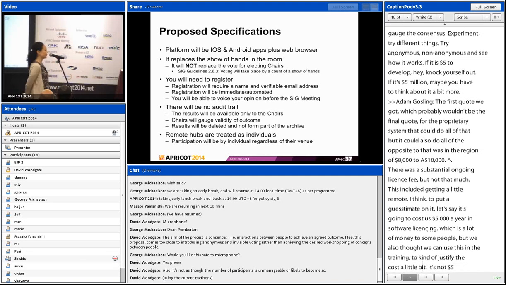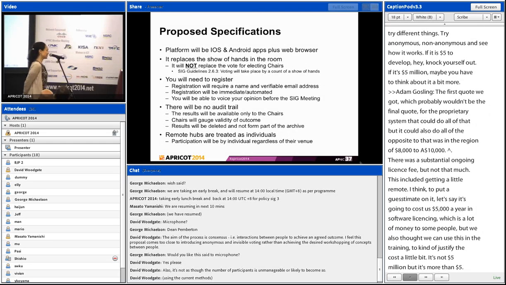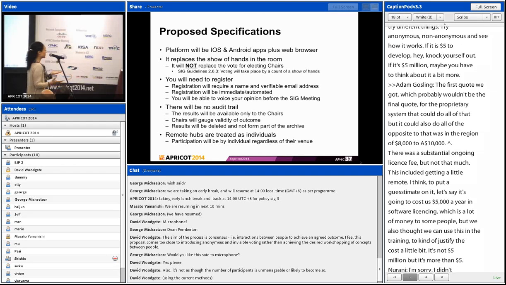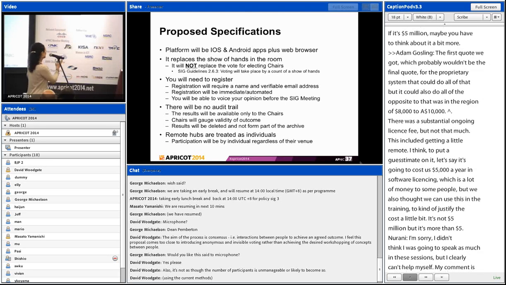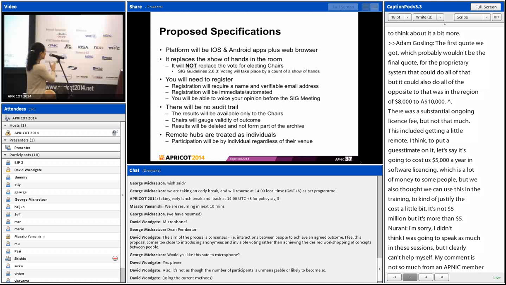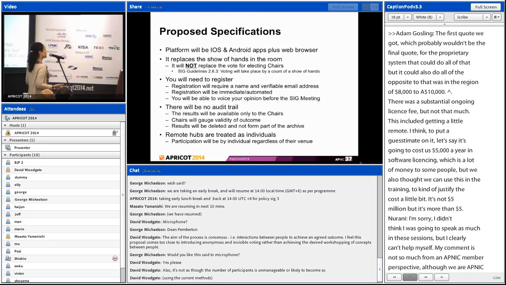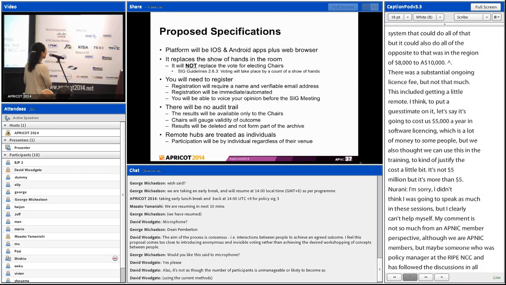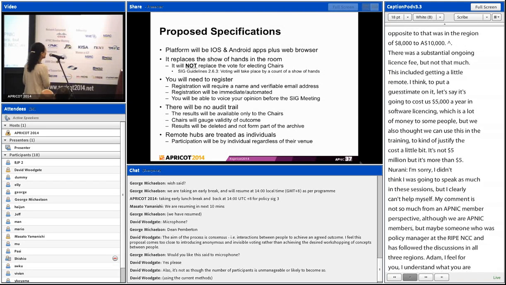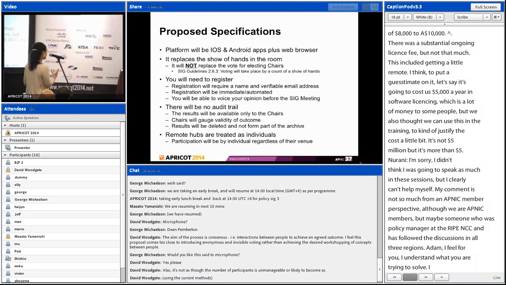Narani Nimpuno, NetNode. I'm sorry, I didn't think I was going to speak as much in these sessions, but I clearly can't help myself. I guess my comments are not as much from an APNIC member perspective, although we're APNIC members, but maybe as someone who was policy manager at the RIPE NCC and then has followed the discussions in, I guess, all 3 regions. And Adam, I feel for you. I understand what you're trying to solve. I think what makes it so hard is because consensus is hard. It's not the measurement that is hard, really.